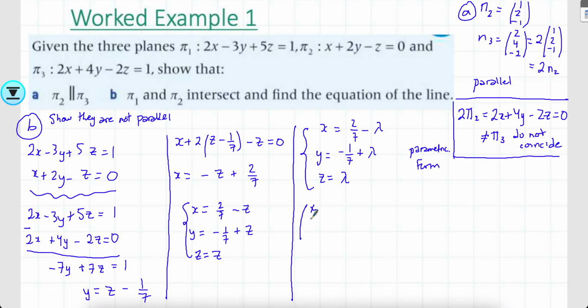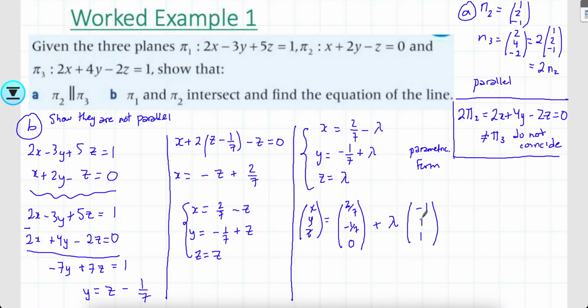So in this case, let's start with vector form. So you end up with the values are going to be 2 over 7, negative 1 over 7, and 0 for the z, plus alpha, you get minus 1, 1, and 1. So this is actually a point on the line, and this is the direction vector of the line. And then from there you can represent it using Cartesian form as well.